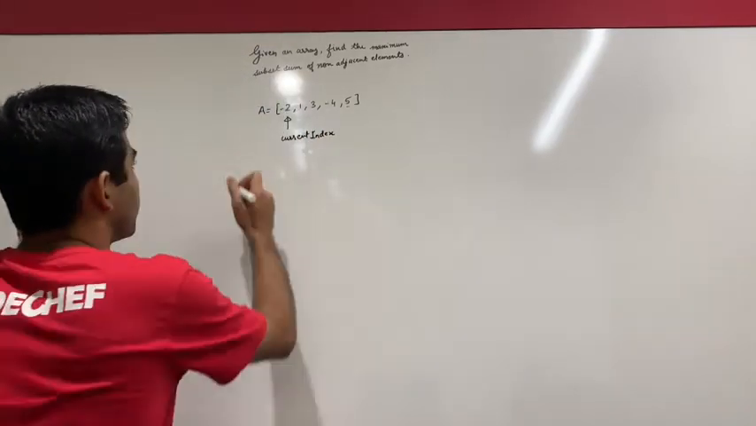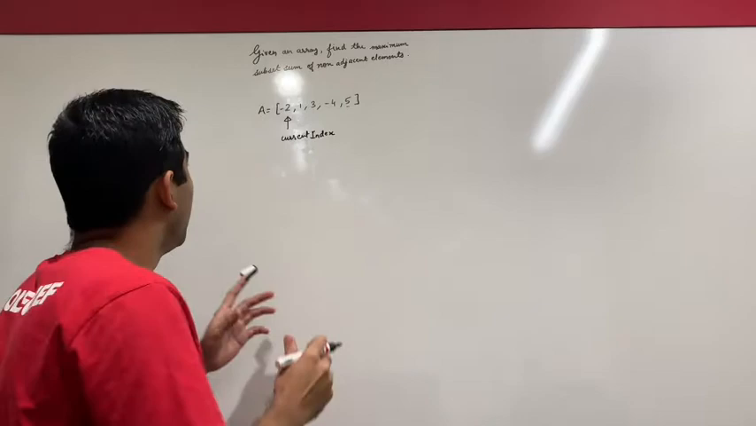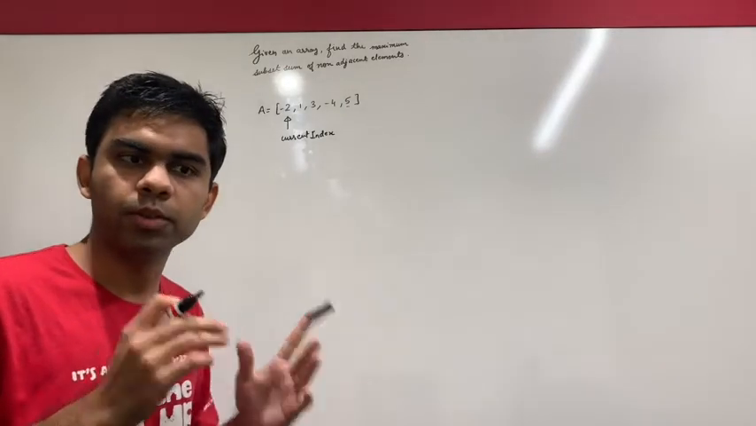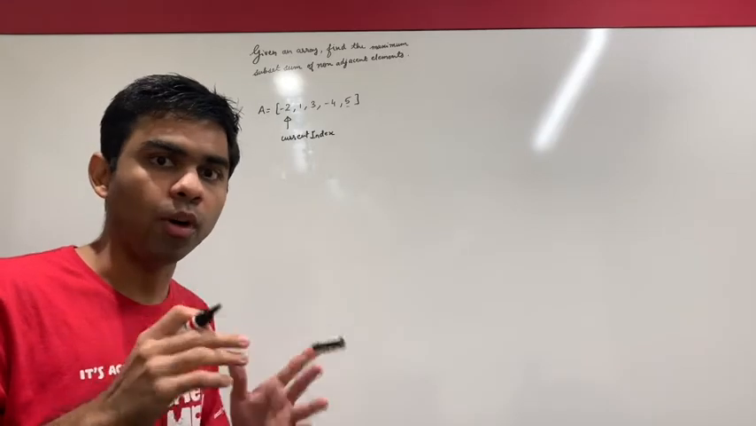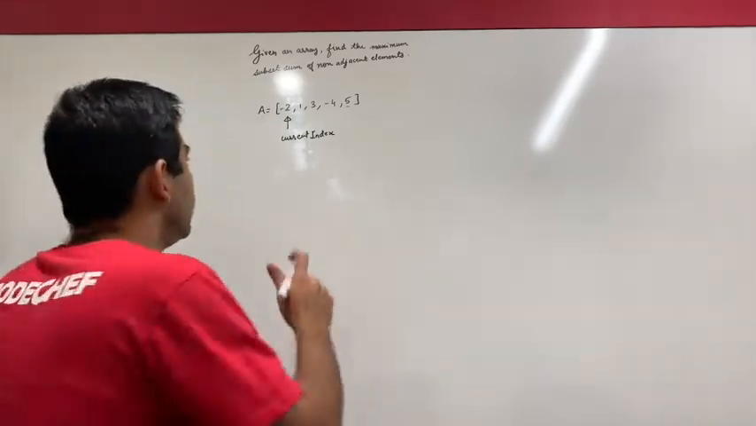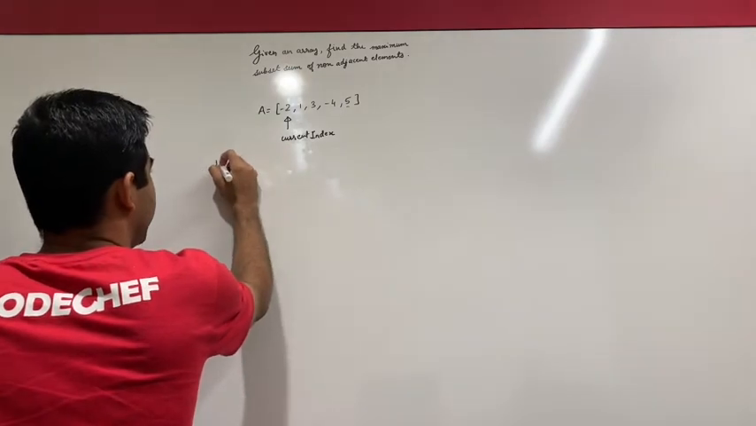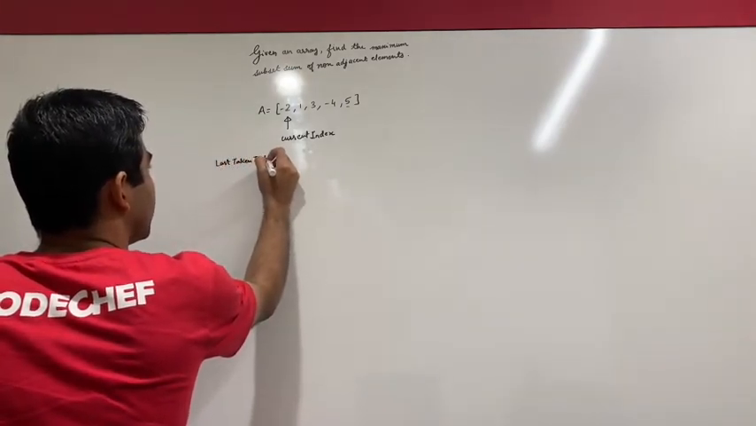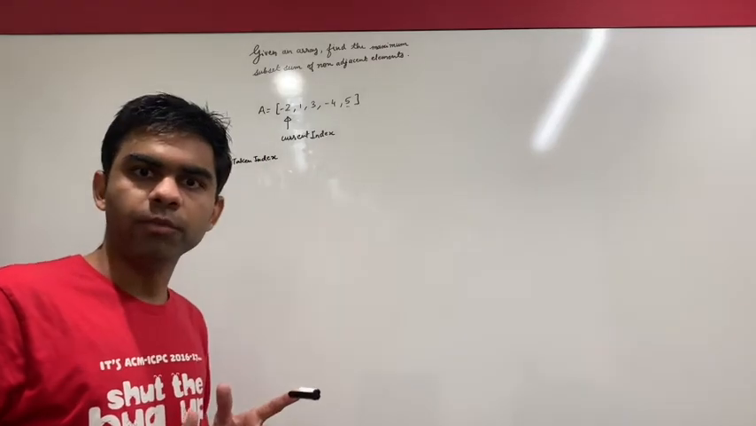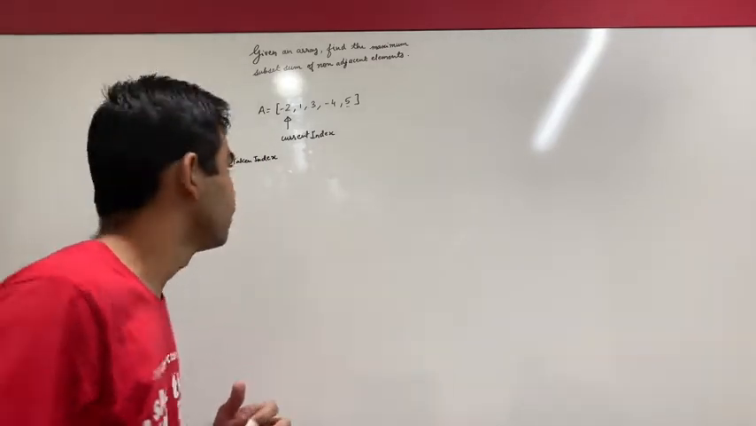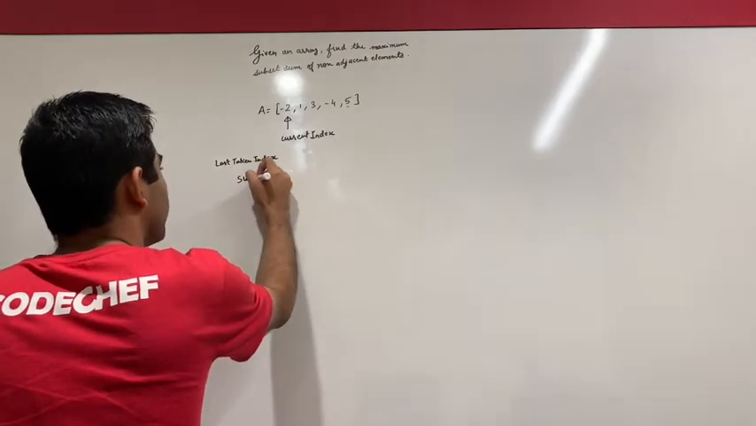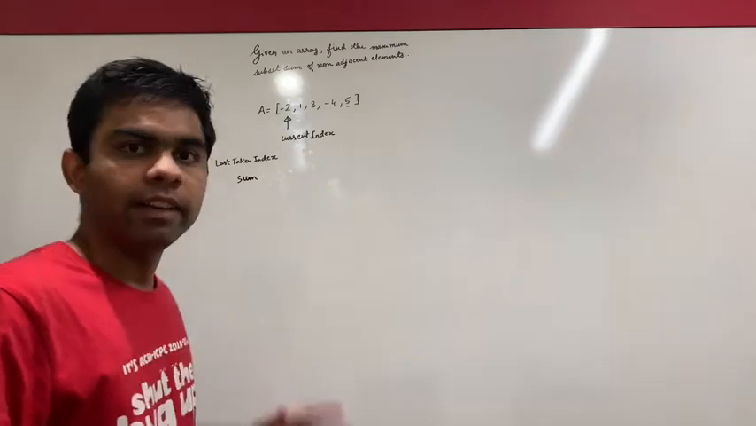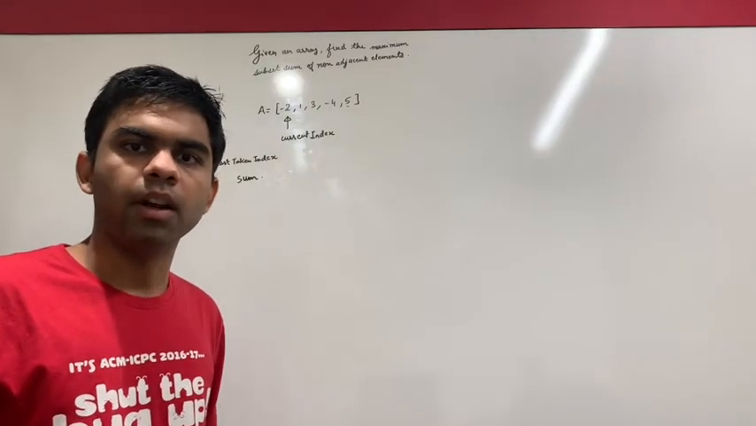And I need a variable which will store the index which I chose last. So let's name it last taken index. And I also need one more variable to store my sum. So these three variables should suffice for my approach.